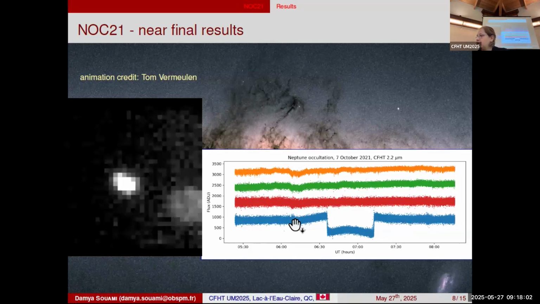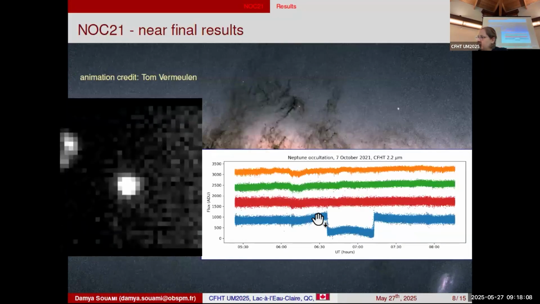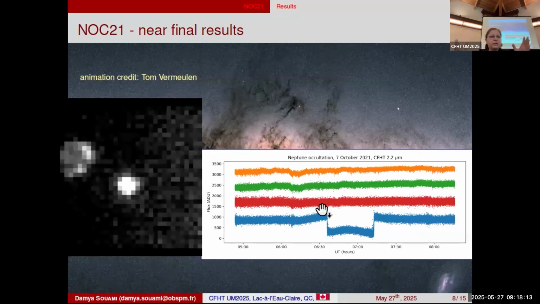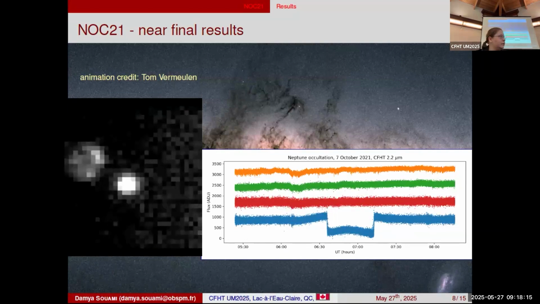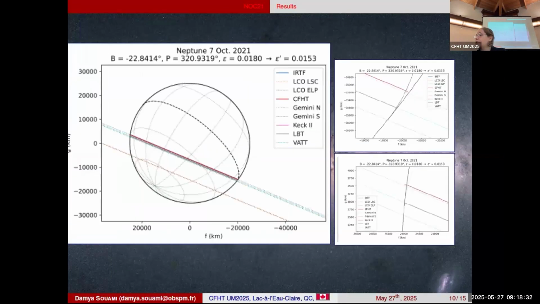It turns out we're looking into more details. So the thing is, looking into this, we need to model here the contribution of Neptune and try to remove it as much as possible to have the cleanest light curve and to be able to extract the best timings. And what you see here is actually not noise. These are spikes. These are real. They reflect actually the gravity wave activity in the atmosphere of Neptune.